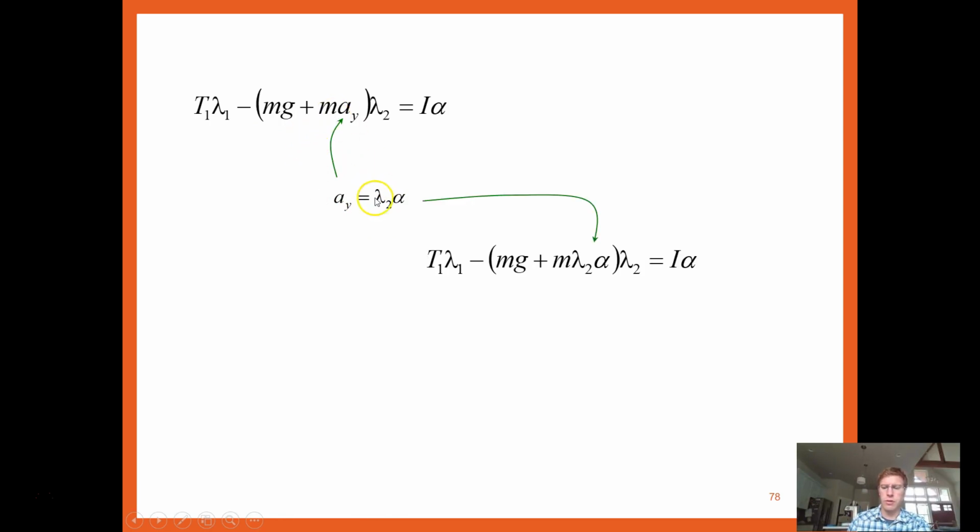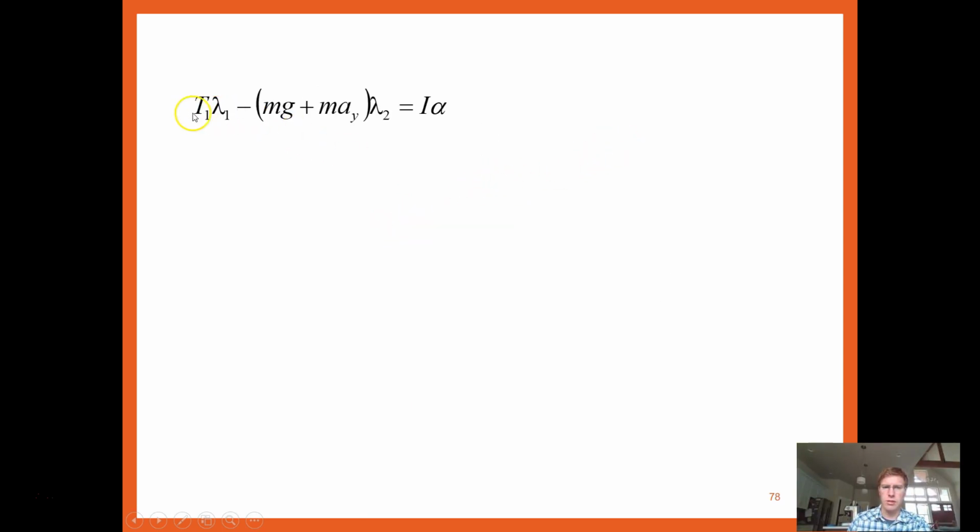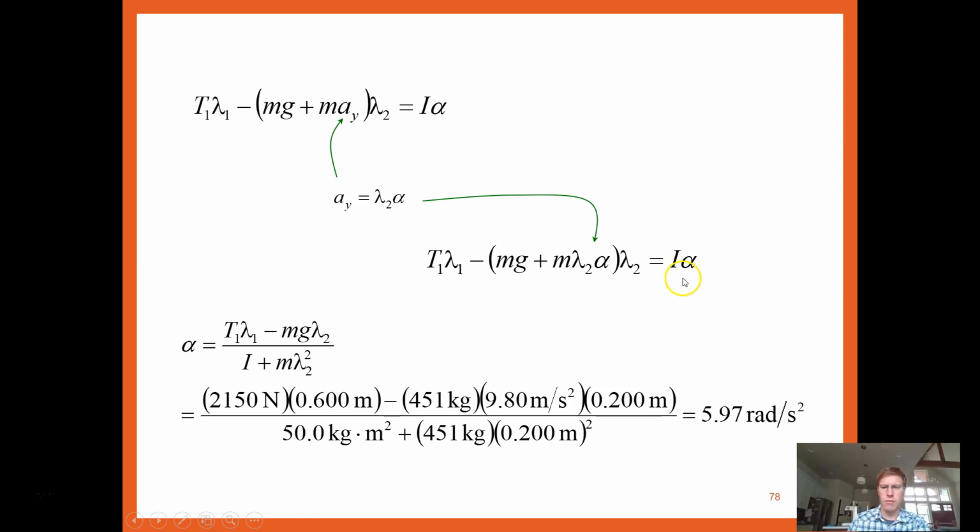So now we can substitute this in for acceleration. Just so you're clear, in case this is confusing, I'm going to take T2 and plug it into this equation here. That's what this is: T1 times lambda 1 minus T2 times lambda 2 equals I alpha. That's our same equation. Now I'm going to substitute in, instead of a, lambda 2 times alpha. So I plug that in, and now my only unknown in this equation is alpha. So I do some algebra, solve for alpha, plug in all my numbers, and I get a box-worthy answer of 5.97 radians per second squared.